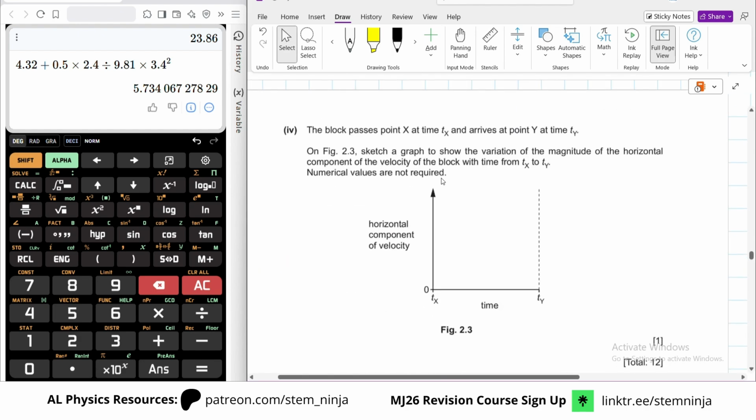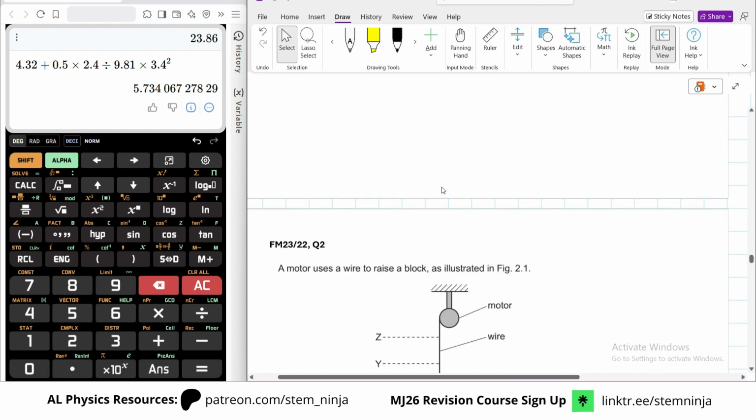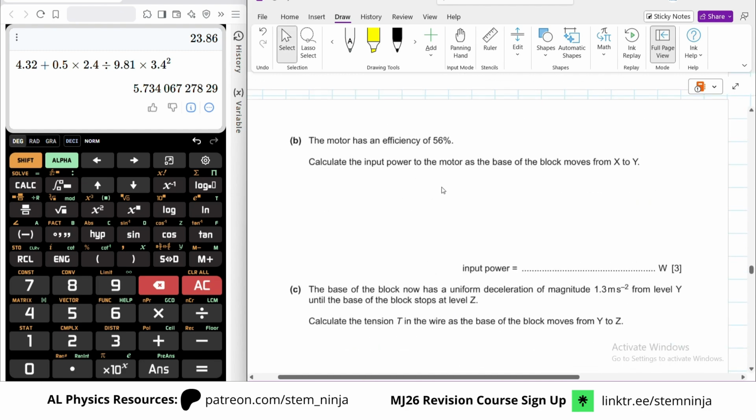The block passes point X at a time Tx and arrives at point Y at time Ty. On figure 2.3, sketch a graph to show the variation of the magnitude of the horizontal component of the velocity of the block with time from Tx to Ty. So this is simple kinematics. In projectile motion, initial velocity remains constant. So the horizontal component of velocity would remain constant. Alright, let's see this one.